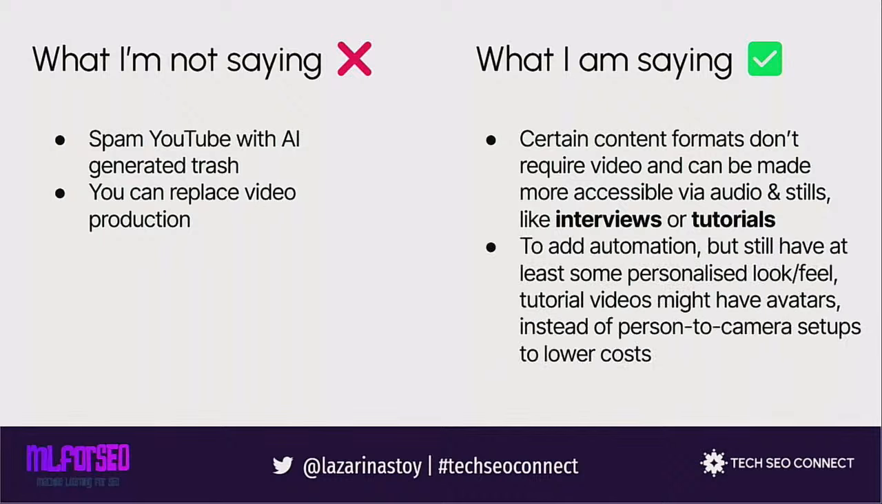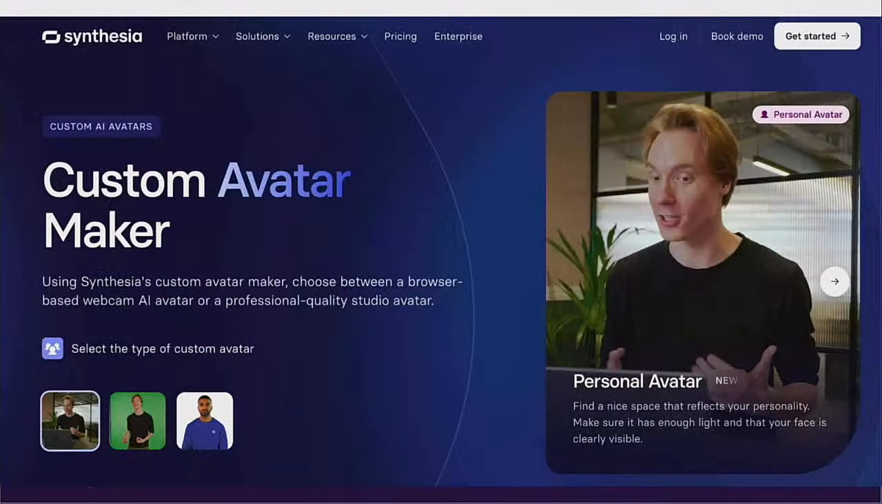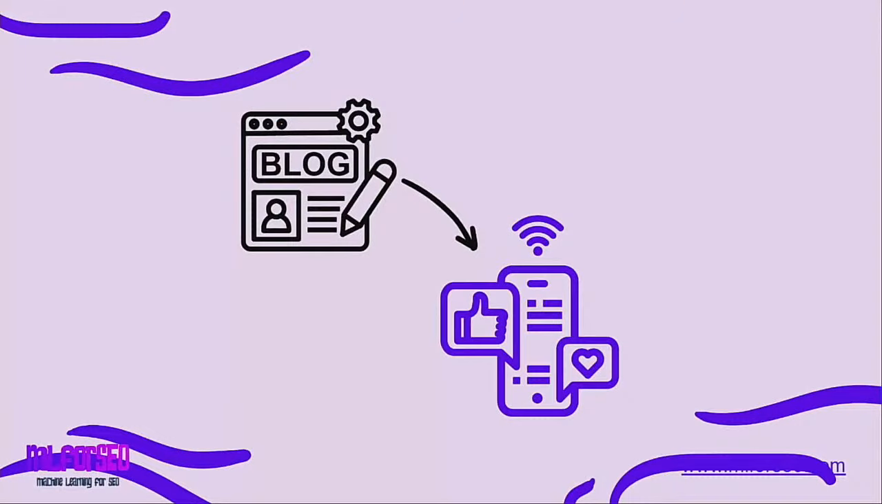And you can also add automation like person-to-camera videos without actually having to record full-blown, like hundreds of thousands of tutorials by creating digital avatars that work quite well for content that doesn't really need to be as personal.